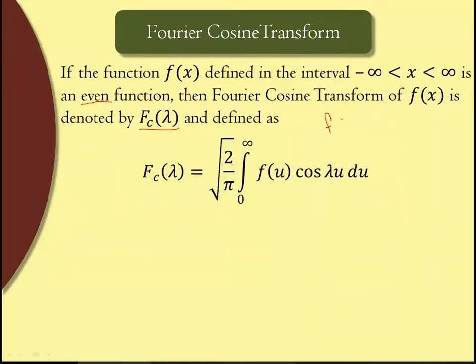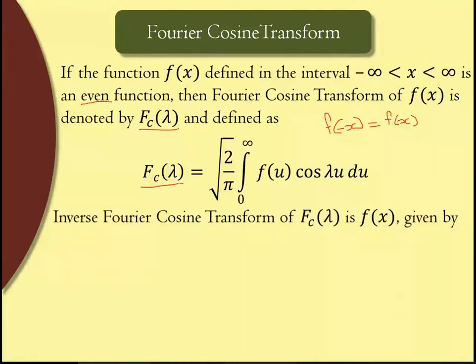For an even function, wherever we have x, replace it by minus x, and if we get f of minus x the same as f of x, then we say that the function is an even function. Replacing x by minus x, if we get the original function again, then it is called an even function. And for an even function, we can find the Fourier cosine transform, and it is denoted by this. And the corresponding inverse Fourier cosine transform.